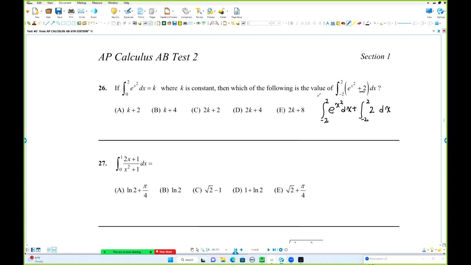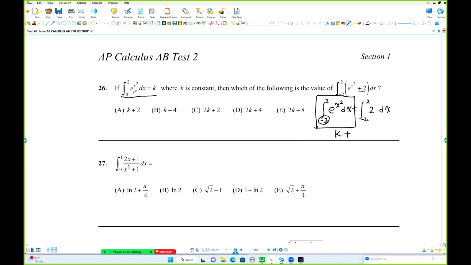But this is already, we got the numbers from the given. The integral value of this one is k. This is k plus. Okay, this is k plus. Oh, I'm sorry. This is negative 2, right? I'm sorry. This is from 0 to, this is negative 2, okay?